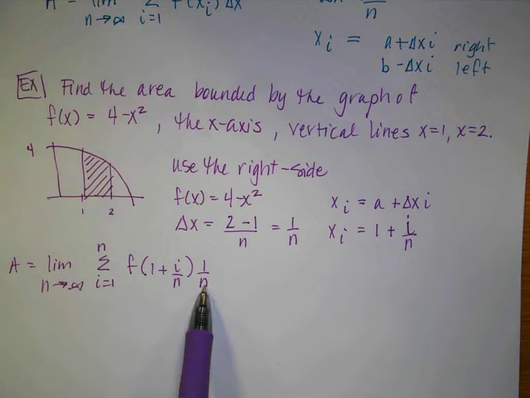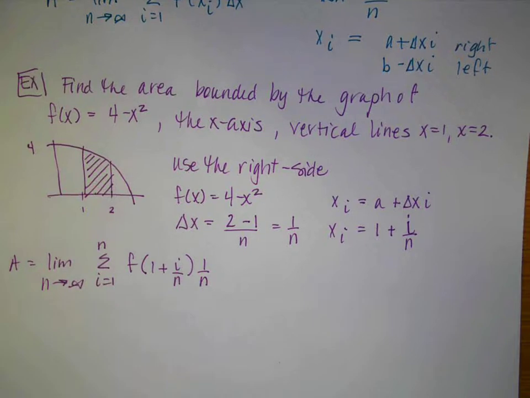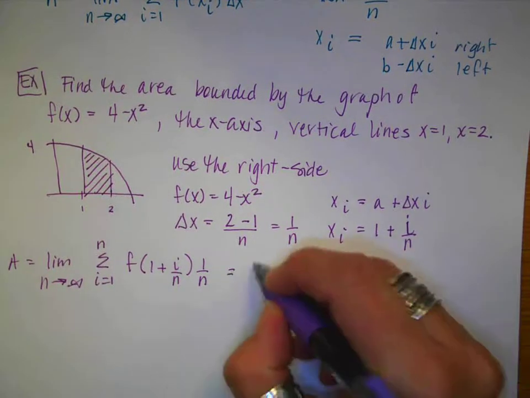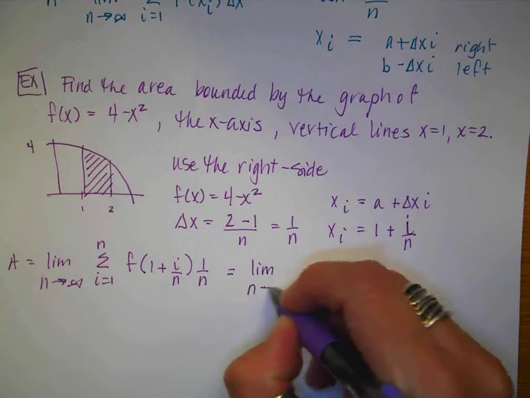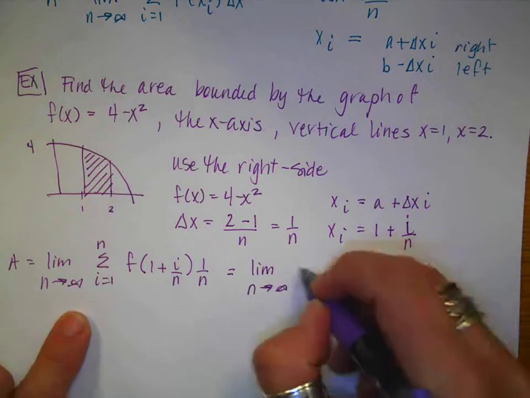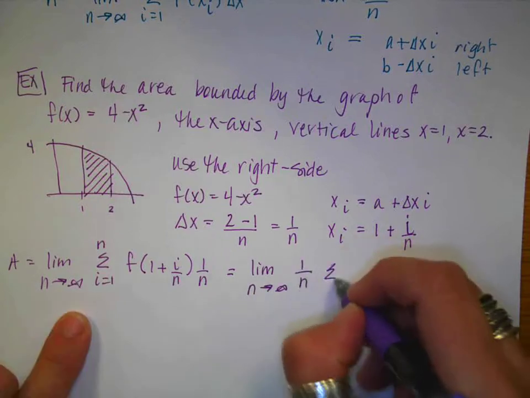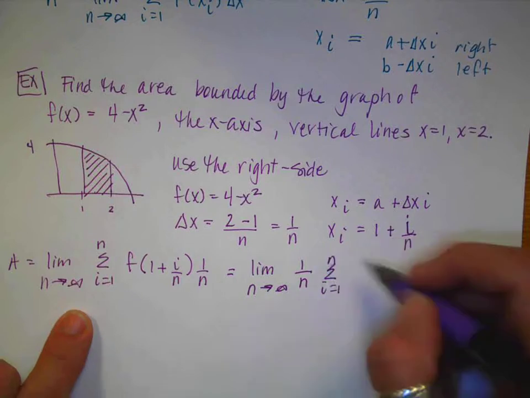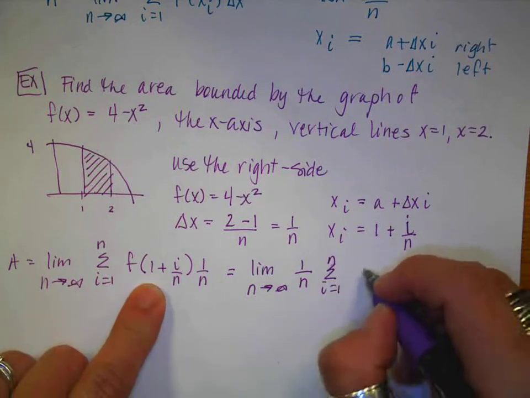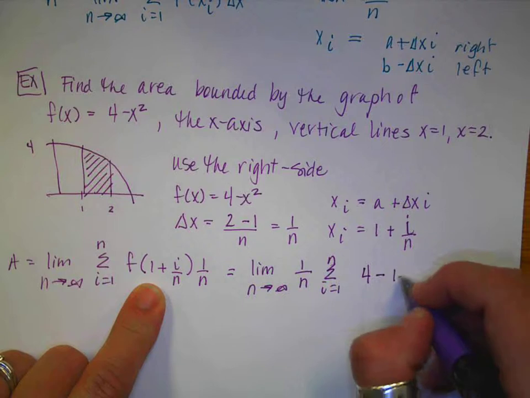This is the height of the rectangle. This is the width of the rectangle. This guy is a constant. So before I do anything else, I'm going to pull him out front. Yes, you have to write your limit notation as you move through the problem. And now you have to write your summation. So this is the summation from i is 1 to n.